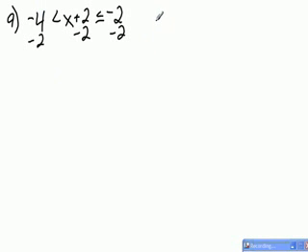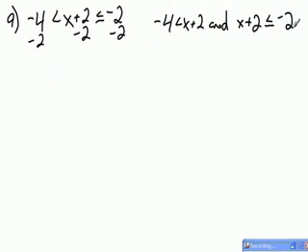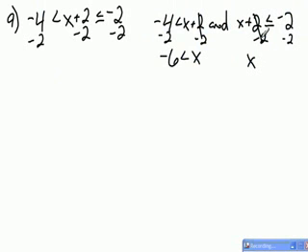If you don't understand that, you are more than welcome to do it the other way with the AND, and x plus 2 is less than or equal to negative 2. And then you would do the same thing. Subtract 2 from both sides. Subtract 2 from both sides. This would give me negative 6 is less than x. And this would give me x is less than or equal to negative 4. And of course, we would rewrite that way.